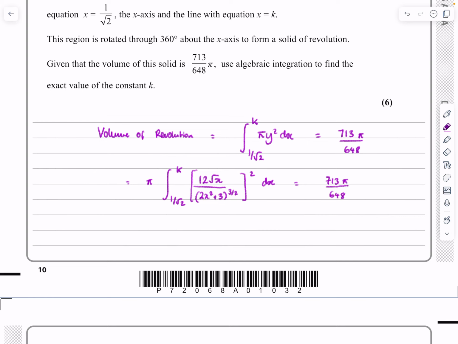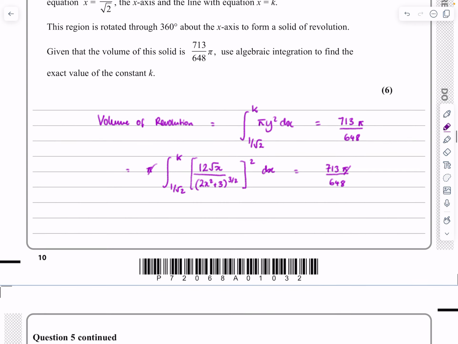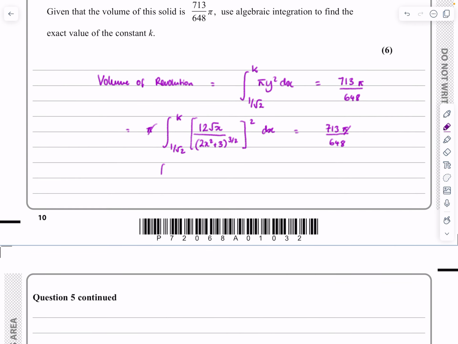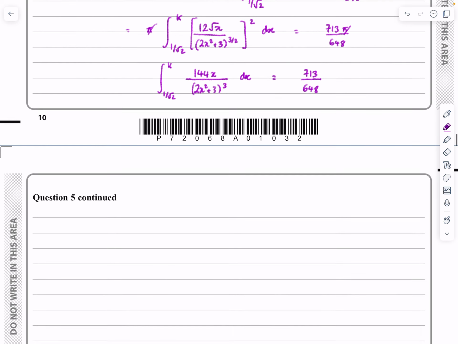Well, let's get rid of the pi straight away. And so we're actually going to say this is the integral of k to 1 over root 2. Now I'm expecting this to tidy up quite nicely. So 12 root x squared is 144x all over, and then 2x squared plus 3 to the 3 over 2 would become 2x squared plus 3 cubed dx. So again, that's going to be equal to 713 over 648.